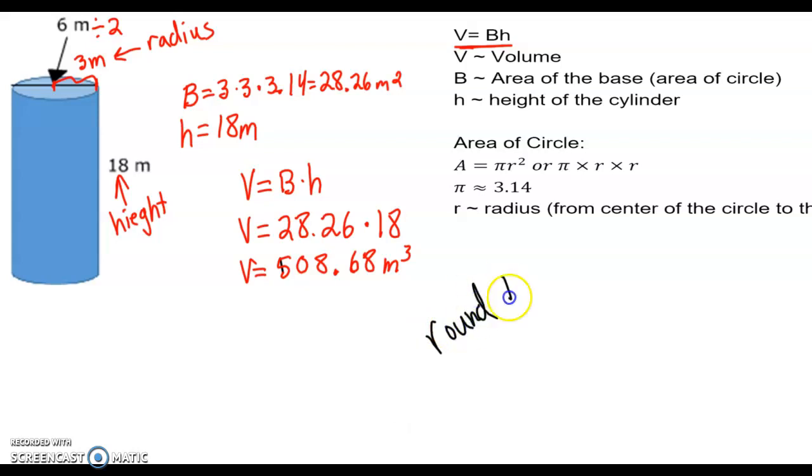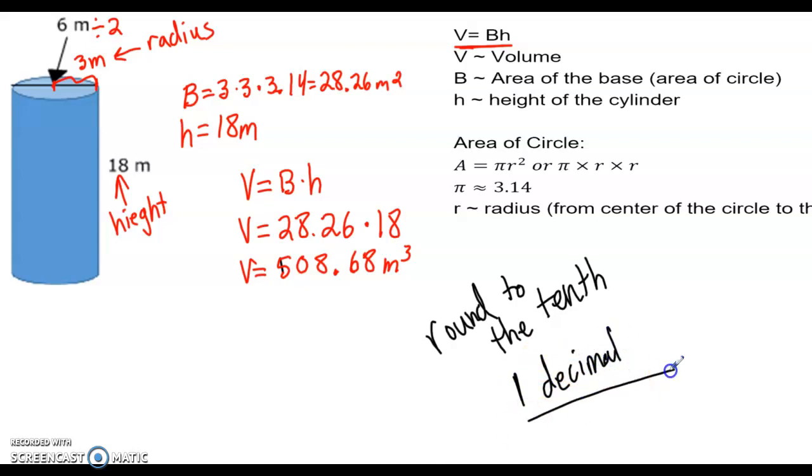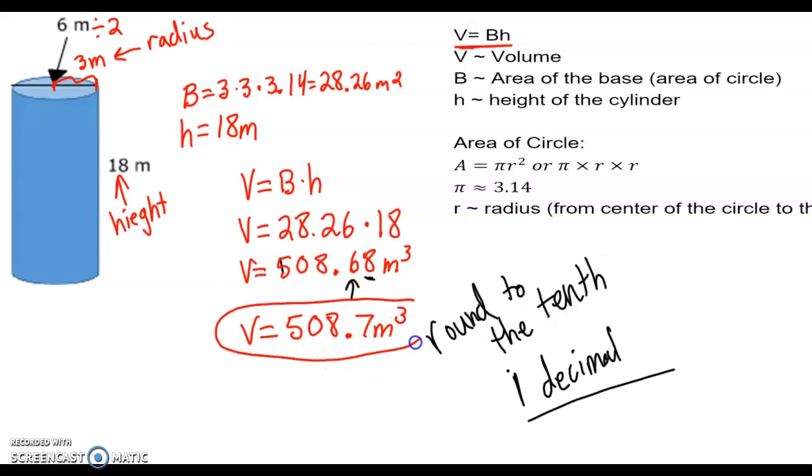Now, for your homework and the practice problems, I want you to round to the tenth. So to round to the tenth, that means one decimal spot. So this 8, since it's greater than 5, is going to make the 6 go up 1. So we actually get a volume of 508.7 meters cubed. And that's our answer.